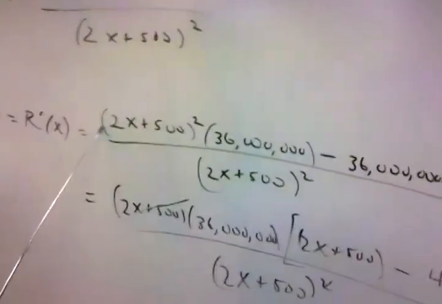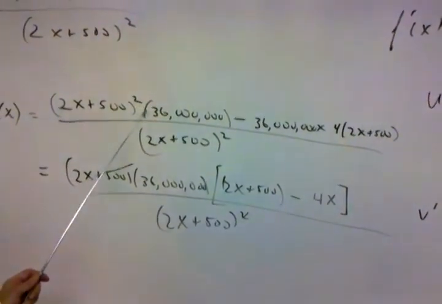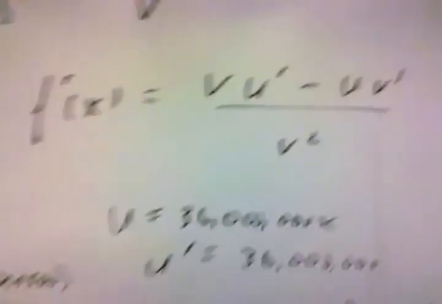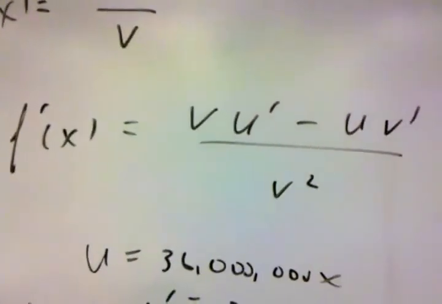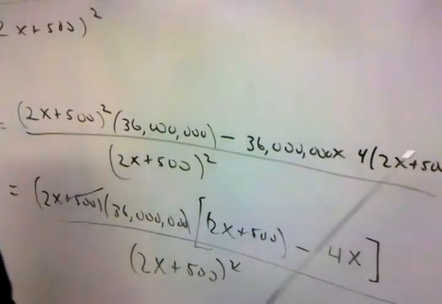Perfect. Now we go back to the formula. This is v, the bottom squared. The derivative of the top, u prime, is just 36 million. We put that here. Then we look at u. This is u, that's right here, minus 36 million x, times v prime, which is 4 times 2x plus 500.